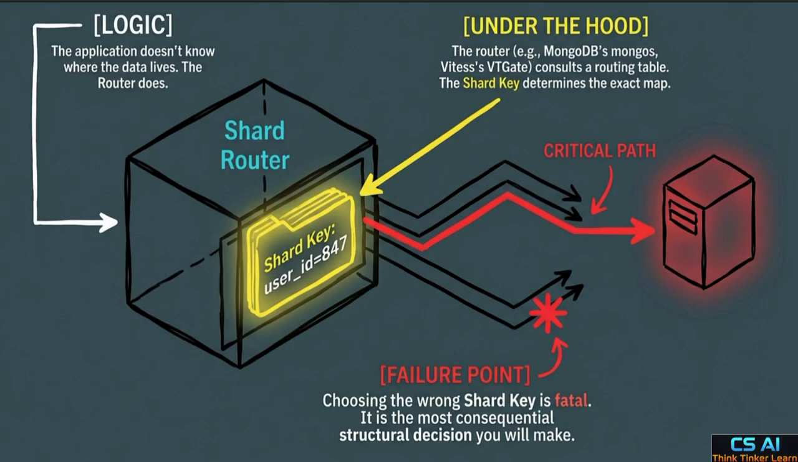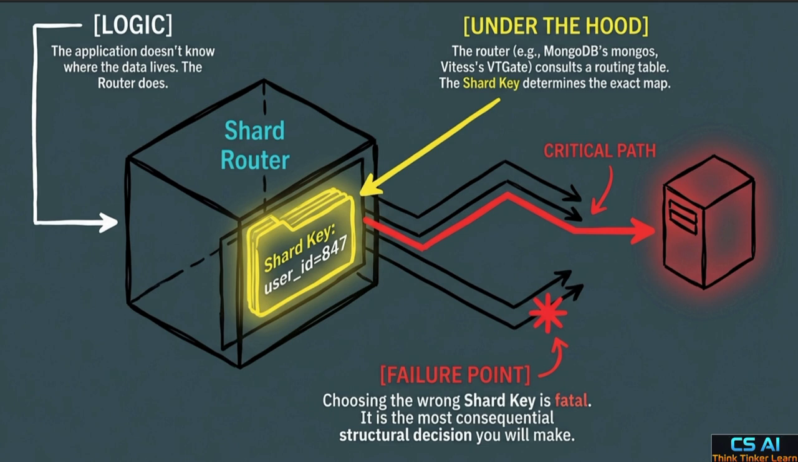A core component of sharding is the shard router. The logic is that the application doesn't know where the data lives. The router does. Under the hood, the router, such as MongoDB's mongos or Vitess VTGate, consults a routing table and the shard key, for example, user ID equals 847. It determines the exact map to the correct physical shard along the critical path.